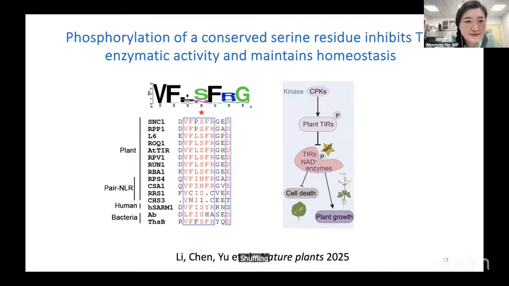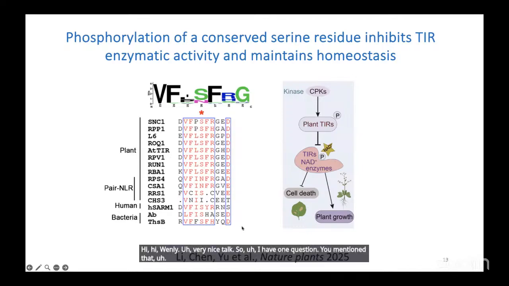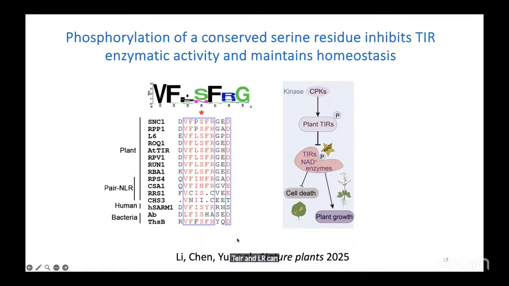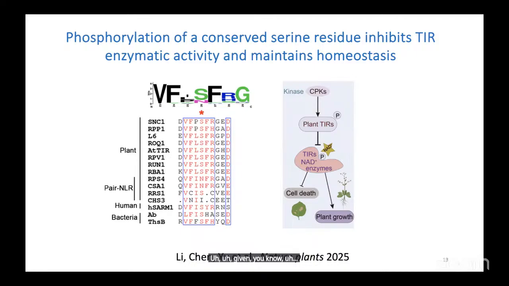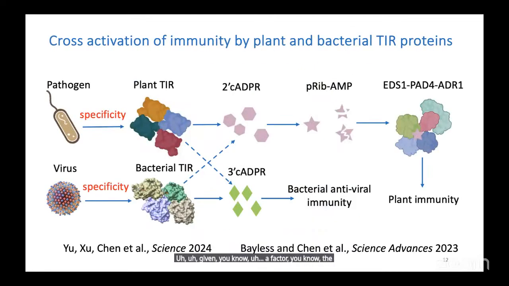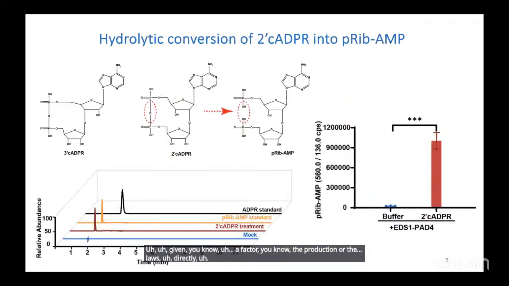Xiaofeng? Hi, Wanli. Very nice talk. So I have one question. You mentioned that TIR can degrade NAD to produce the small molecule. So during this reaction, do you think the TIR can also affect the redox balance, or even affect the production of the ROS directly or indirectly?